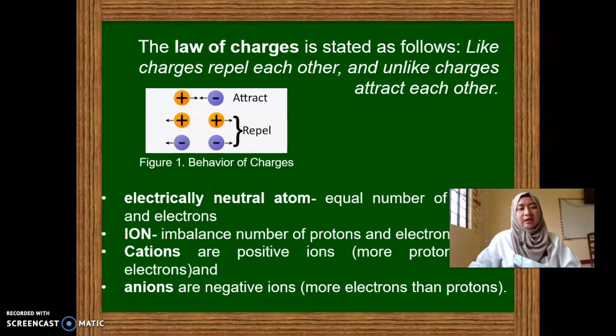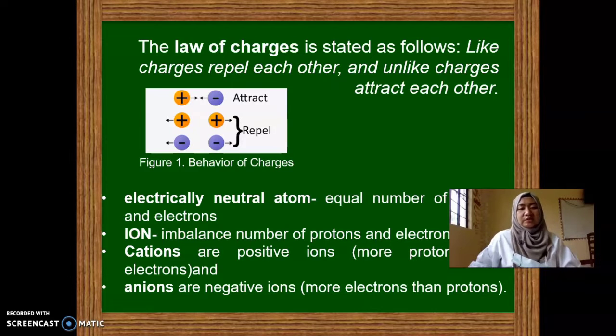This says that like charges repel each other and unlike charges attract each other. For example, a positive charge put close to a negative charge is attracted, while a positive and a positive charge put close to one another will repel, just like two negative charges.